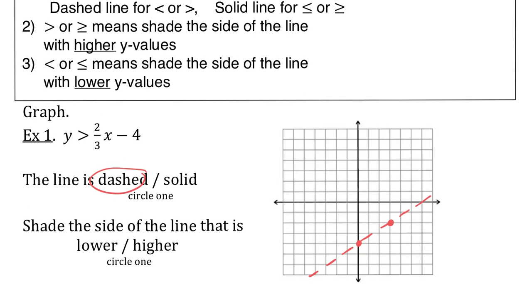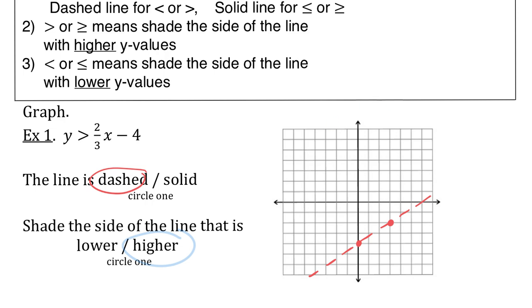Okay, now let's look at the actual inequality. This is y is greater than. Greater than means higher. Greater, higher. So we're going to shade the y values that are higher than the line. Some people can just look at it and tell which side's higher. It happens to be this side.